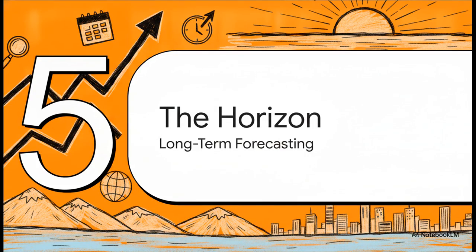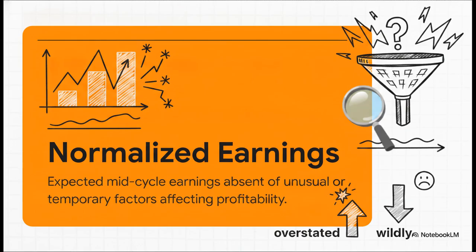Section 5. The horizon. Forecasting the long term. When we build a discounted cash flow or DCF model, we need to find the going concern value of the company after our explicit short-term forecast actually ends. To do this accurately, we rely on what's called normalized earnings. This is the expected level of mid-cycle earnings completely stripped of any unusual or temporary factors.